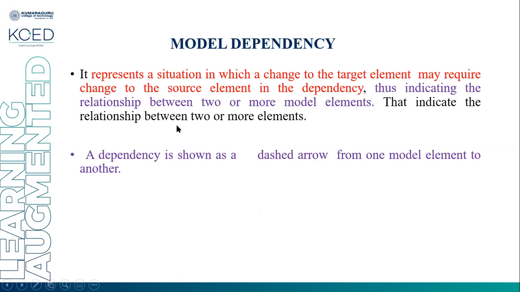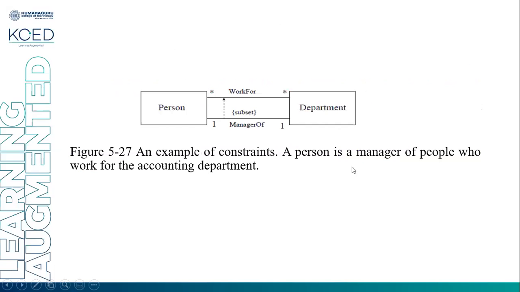Next is the model dependency. A model dependency is a situation in which a change to the target element may require changes to the source element in the dependency, thus indicating the relationship between two or more model elements. Dependency is shown as a dashed arrow from one model element to another model element.